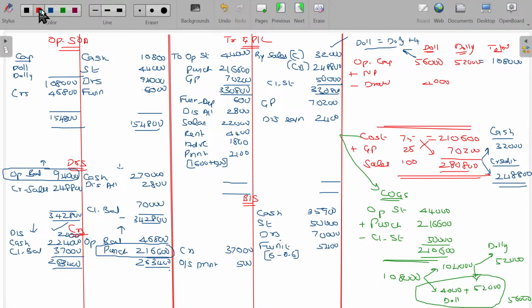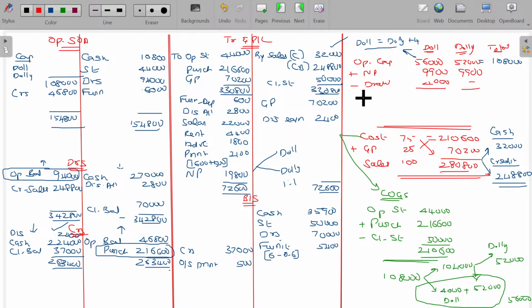Clear? Now finish up tallying the P&L account. By tallying the P&L account, you'll get 72,600. The balancing figure, net profit, being 19,800. This 19,800 should be shared between Doll and Dolly. As the sharing ratio is not given, we assume this is shared equally. So the net profit will be added here. 19,800 divided by 2 is 9,900 for Doll and another 9,900 for Dolly.